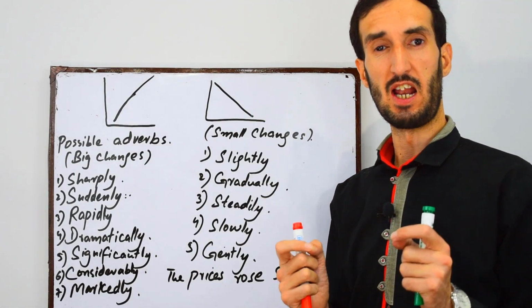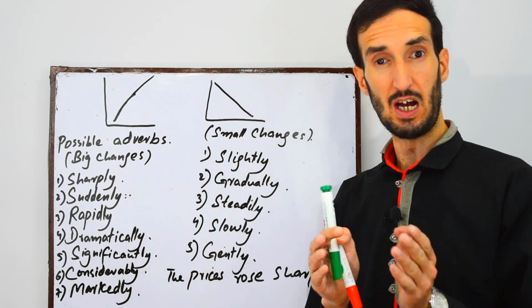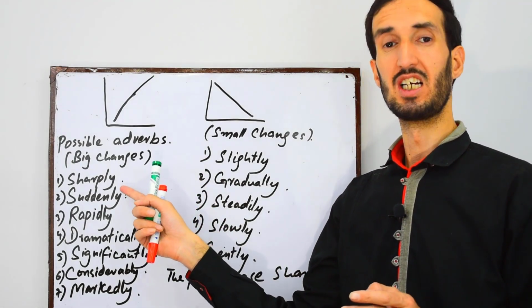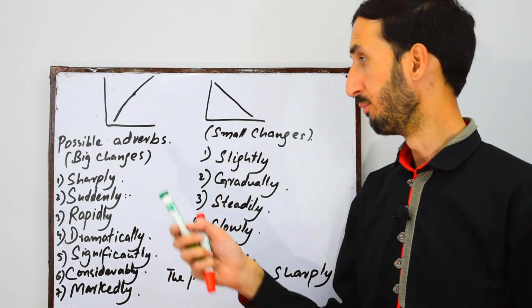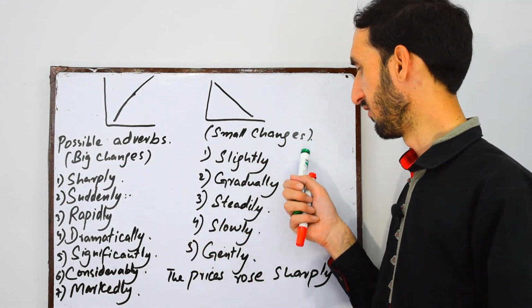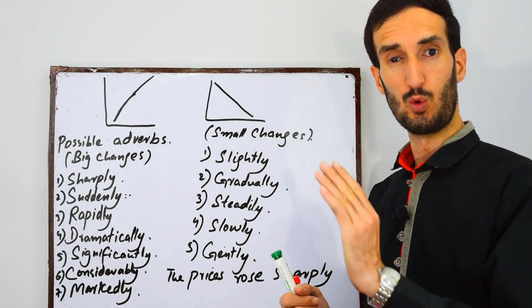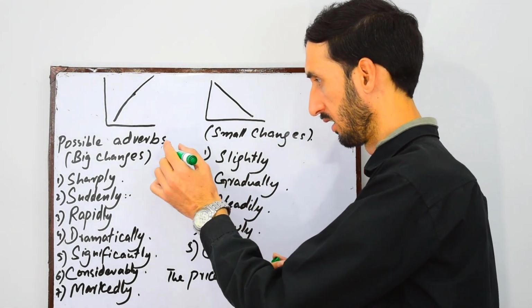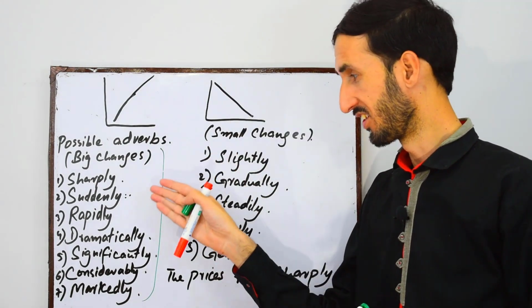Alright guys, next we are learning possible adverbs. Adverbs, very important. We have to use an adverb after the verb. The prices increased. For example, this word sharply. For example, this word slightly. Now these words are for the big changes. If there is a big change, we use these adverbs, and if there are small changes, we use these adverbs. For example, if the line goes up but very quickly, then you use these words. If it goes like this, then you use these adverbs.